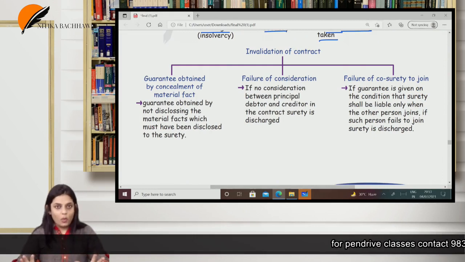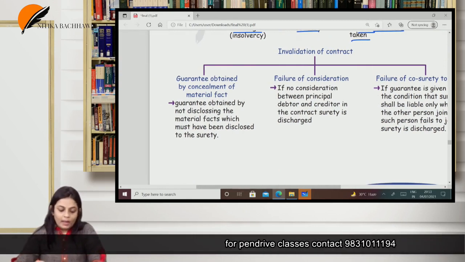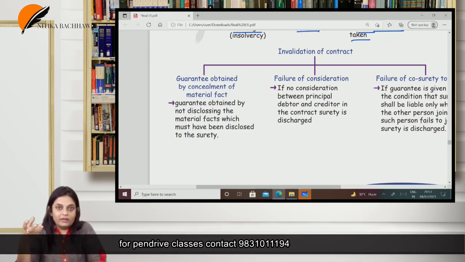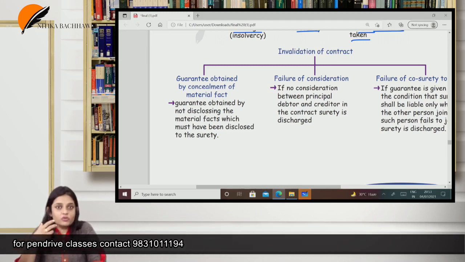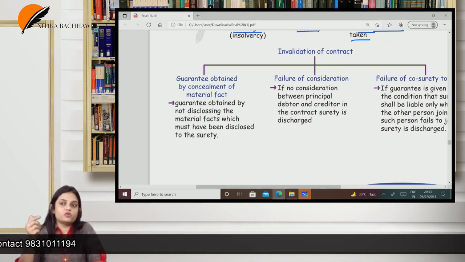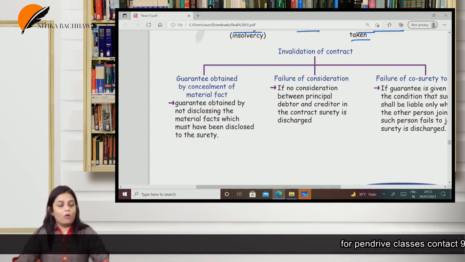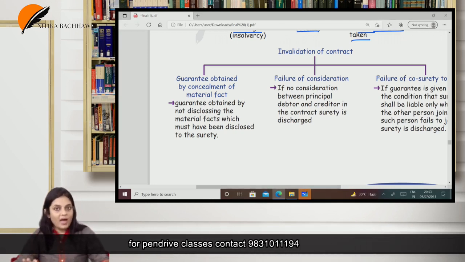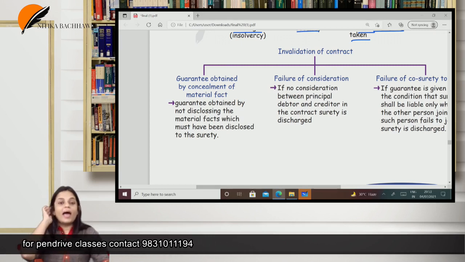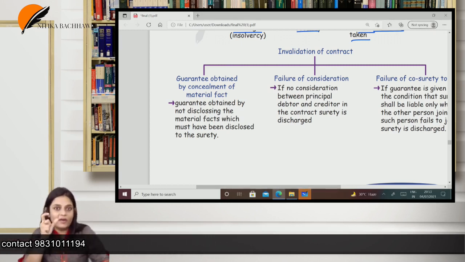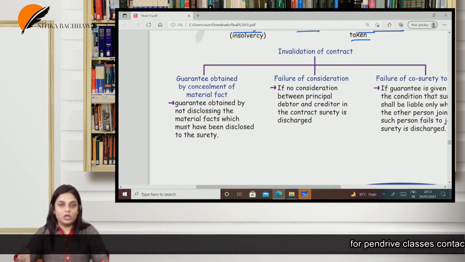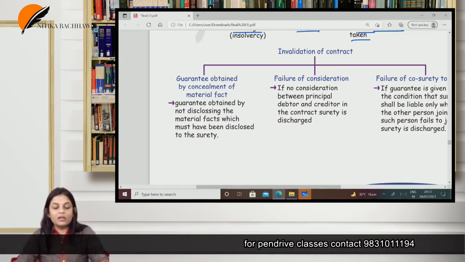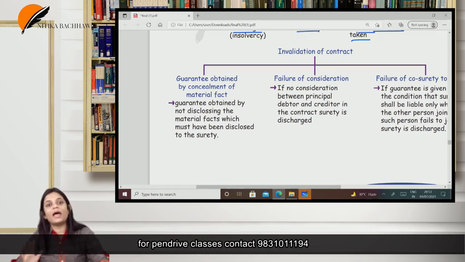So the next one, the invalidation of the contract. Now, if the guarantee is obtained by concealment of material facts. Material facts mean those facts which can affect the decision of the surety as to whether he should be a surety or not. All those facts have to be disclosed. If I get a guarantee without disclosing those facts, the surety is discharged. It is not just any fact, but the material facts which would actually affect the decision of the surety.